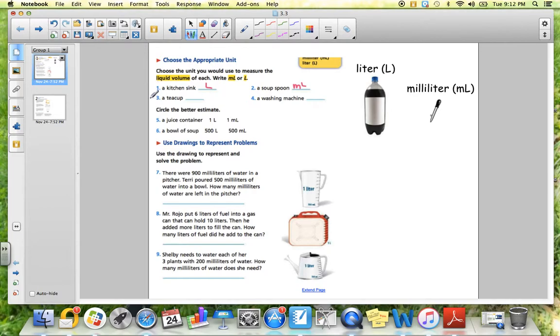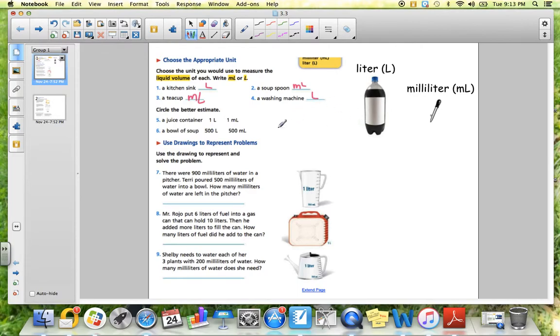Number 3, a teacup. That's pretty small as well. A liter would be too much to fill up a teacup. I mean, it would fill up a lot of teacups. So we're going to go with milliliter. And number 4, a washing machine. That's definitely going to take liters.